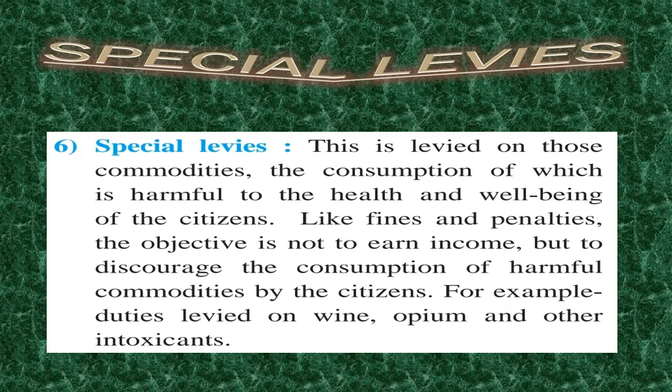Sixth point, special levies. This is levied on those commodities the consumption of which is harmful to the health and well-being of the citizens. Like fines and penalties, the objective is not to earn income, but to discourage the consumption of harmful commodities by the citizens. For example, duties levied on wine, opium and other intoxicants.